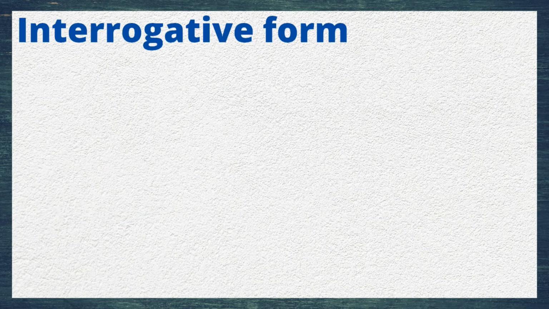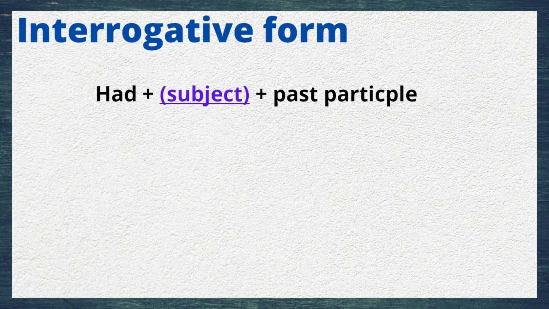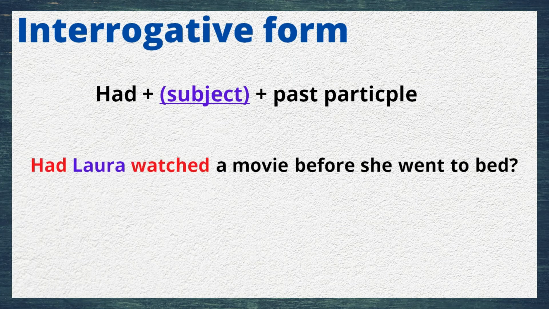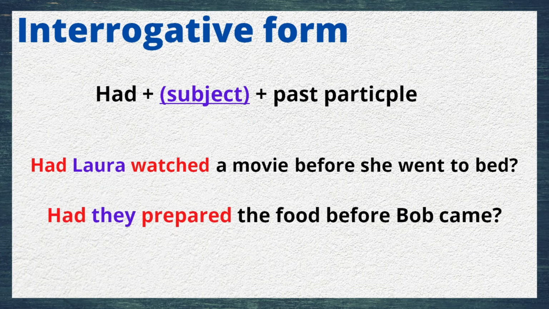And then we have the interrogative form, the question form. We will have had plus subject plus the past participle. We start with had. You can either understand it by starting with had or the inversion. We invert the auxiliary had with the subject. So, Laura had watched a movie. Had Laura watched a movie before she went to bed? They had prepared the food. Had they prepared the food before we came?